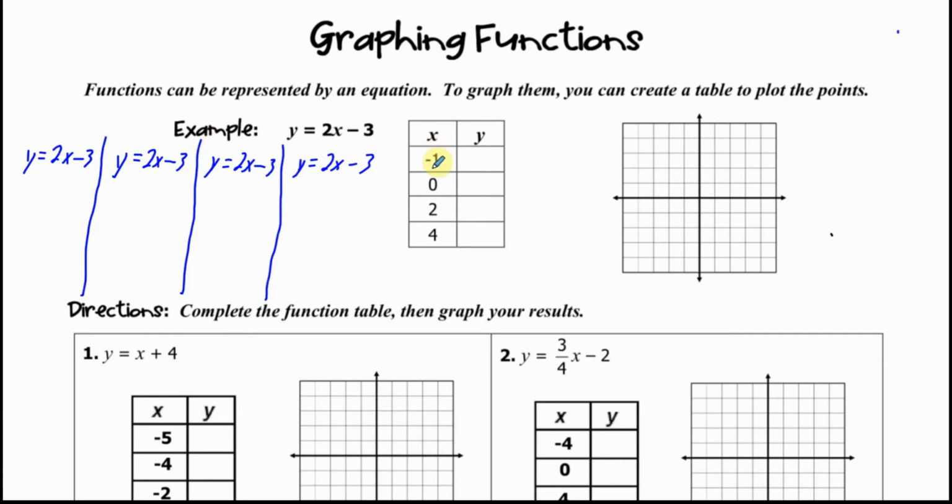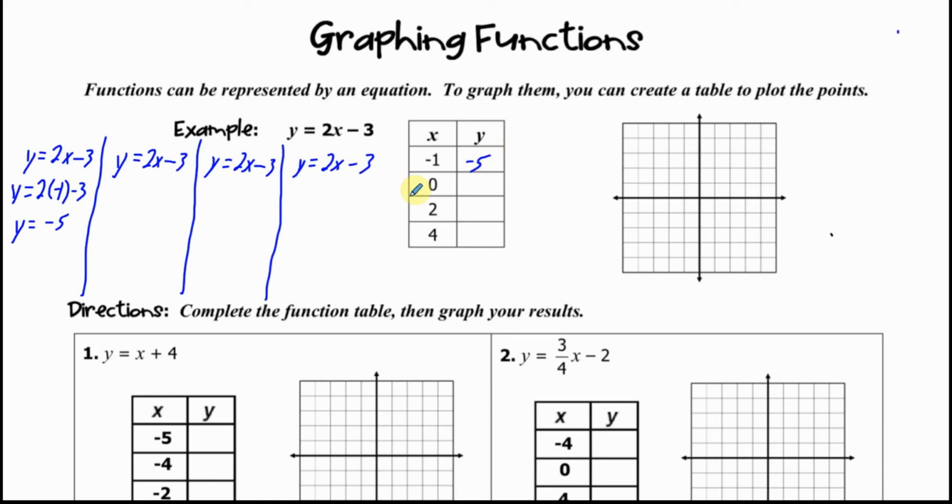So we're going to put -1 in the place of x in our equation first. So y equals 2 times -1 minus 3. And 2 times -1 minus 3 is -5. So when I put -1 in for x, y turned out to be -5.